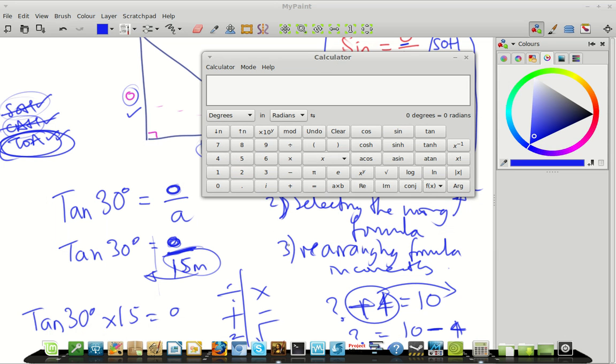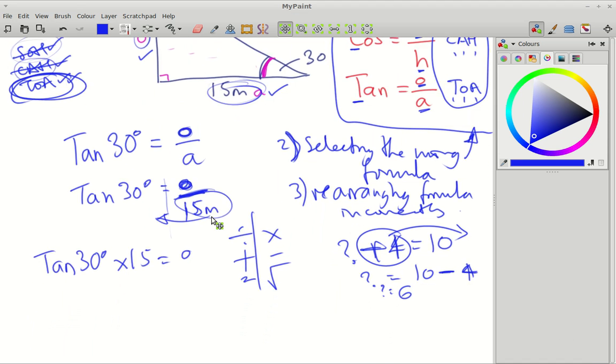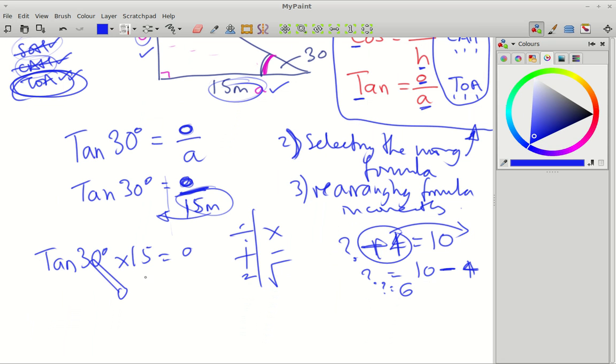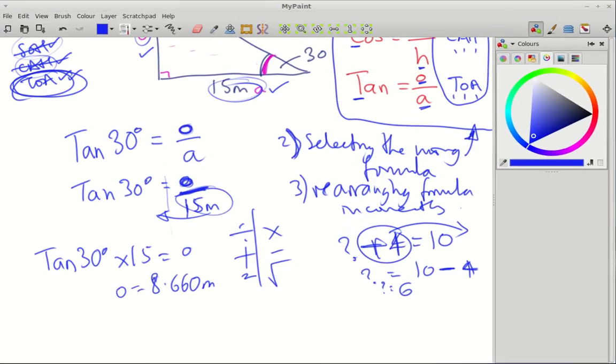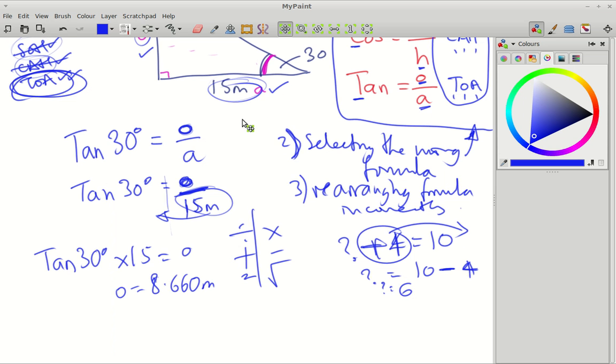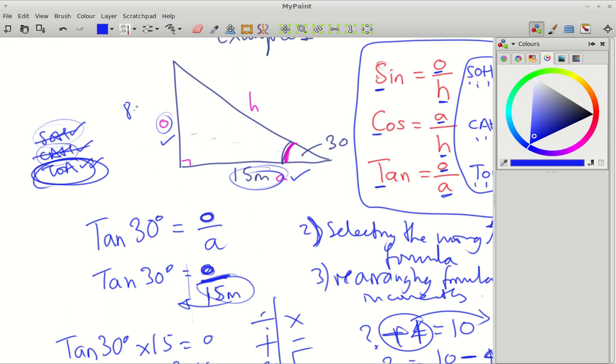So in this case, I'm going to do the tan of 30. So I'll type tan 30, I'll press enter, and then I'm going to times that by 15. That gives me 8.660 meters. So in our case, that's to 3 decimal places. So the opposite, I should say, equals 8.660 meters. I'm just going to check that result. Yep, 8.660 rounded to 3 dp. That's great. So 8.660 meters. That's the distance of the opposite.